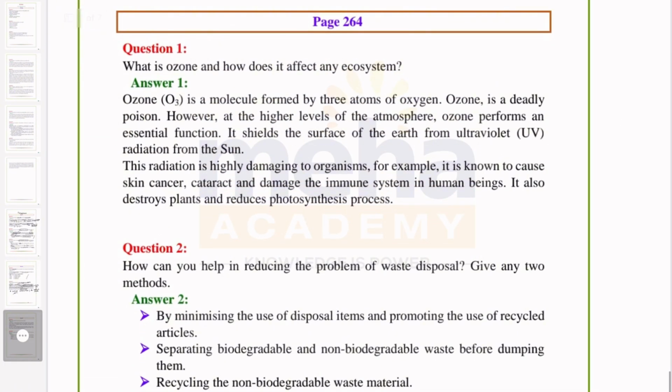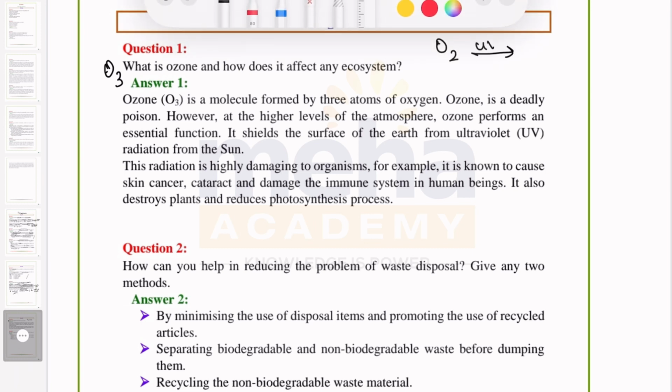Next question: what is ozone? How does it affect the ecosystem? Ozone is given by the molecular formula O3, formed by three atoms of oxygen. It is formed when O2, in the presence of UV, gets separated into two oxygen atoms. Then one molecule of oxygen combines with an oxygen atom to give ozone. This is how ozone is formed.